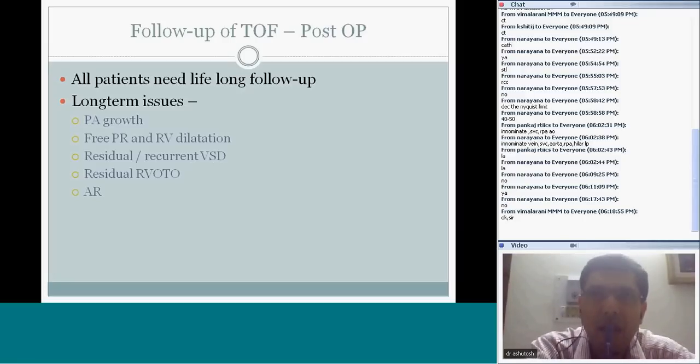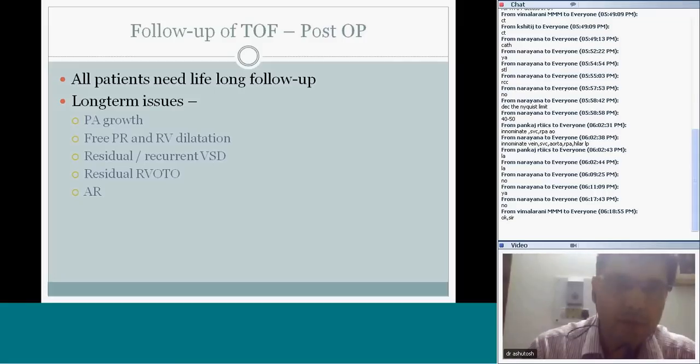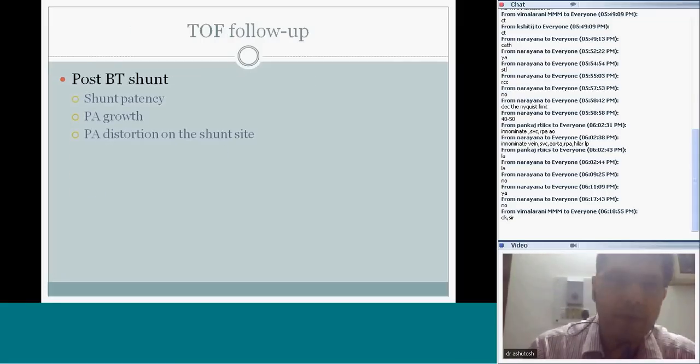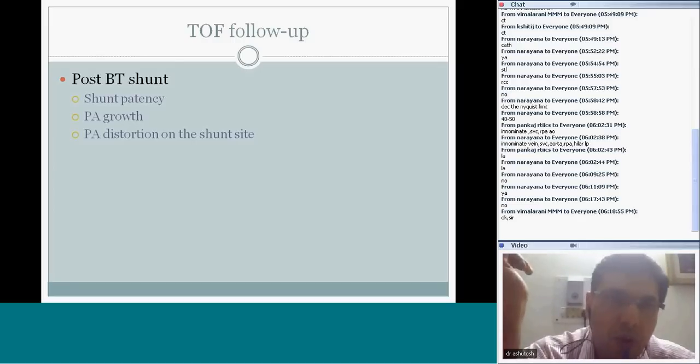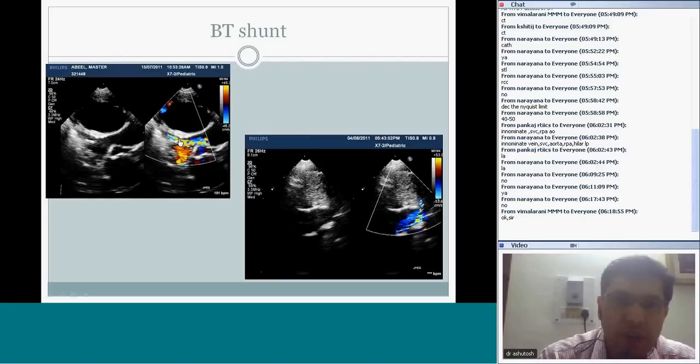And since we are all seeing a lot of pathologies in our day-to-day practice, it is important that we know what we look at when a patient with pathology who has been operated years back or recently has come for follow-up. So some patients who have not been given corrective surgery, who have just had a BT shunt, we look for shunt patency. We look for pulmonary artery growth, and we look for shunt distortion, PA distortion and the shunt sign.